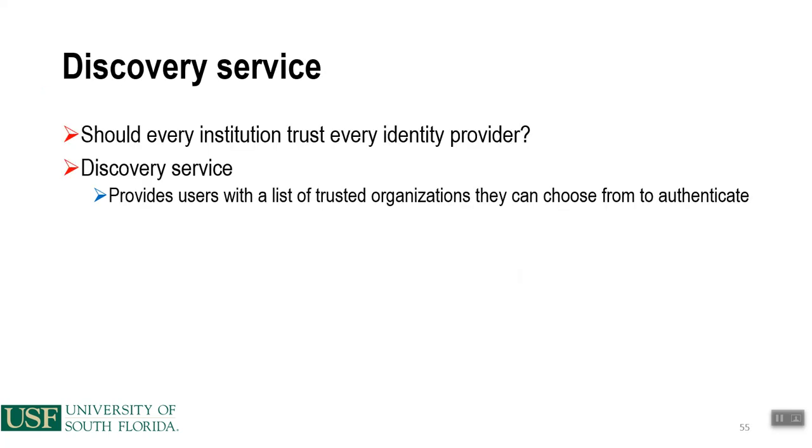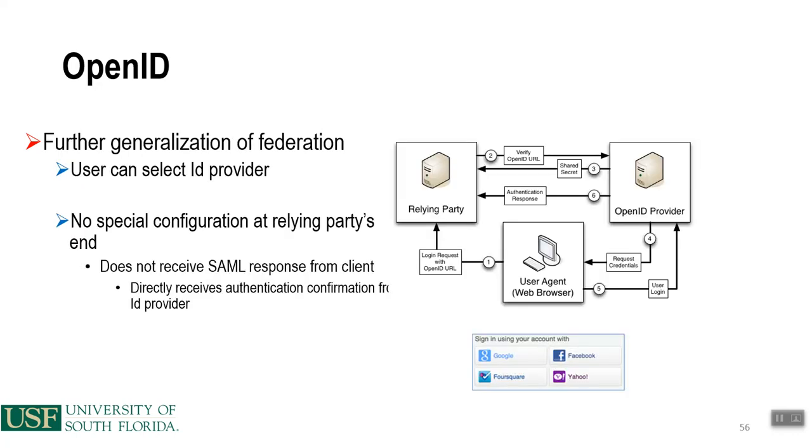Discovery service: should every institution trust every identity provider? This is something that's very important for an organization to discuss up front. One of the mechanisms that you can consider is what's called a discovery service. It provides users with a list of trusted organizations that they can choose from to authenticate. So there's something called OpenID. It's a further generalization of federation. A user can select an ID provider. There's no special configuration at the relying party's end, and it does not receive a SAML response from the client. It directly receives authentication confirmation from the ID provider.